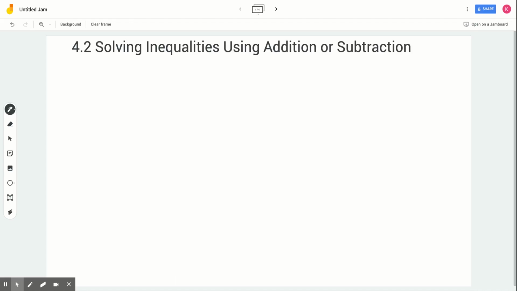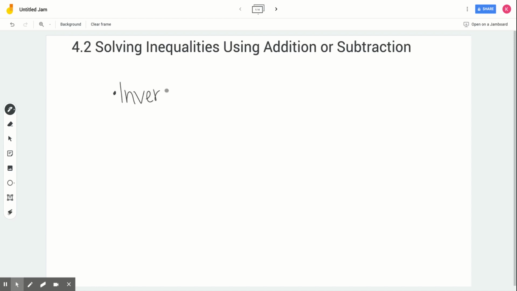Today we're going to be talking about lesson 4.2, solving inequalities using addition or subtraction. You're going to notice that lesson 4.2 and a lot of chapter 4 is really similar to chapter 3. The only real difference is that we're using inequalities instead of equations, so we're switching the equal signs out for inequality symbols. We need to use the same techniques to solve these inequalities.